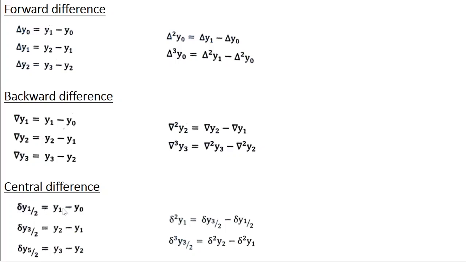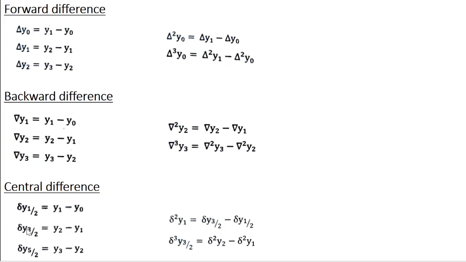So here you look at the central point or the midpoint. So the central point of 0 and 1 is 0.5 or 1 by 2. So the subscript is going to be 1 by 2. So delta y 1 by 2 equal to y1 minus y0. Similarly, y2 minus y1. The central point of 2 and 1 is 1.5 or 3 by 2. So this is equal to delta y 3 by 2. Same way, y3 minus y2. Central point of 3 and 2 is 2.5 or 5 by 2. So this is equal to delta y 5 by 2.